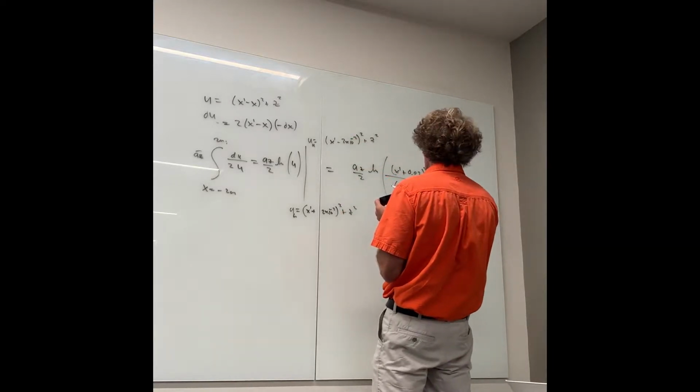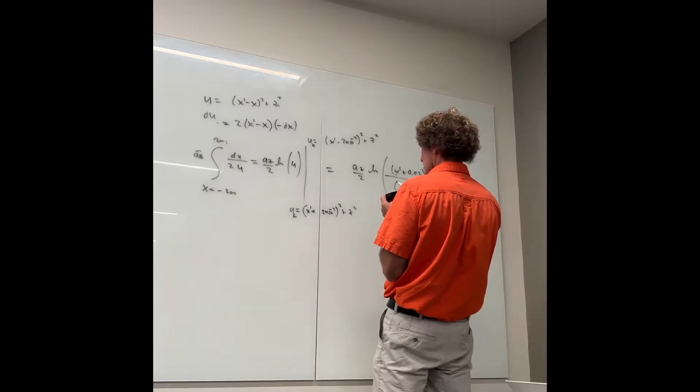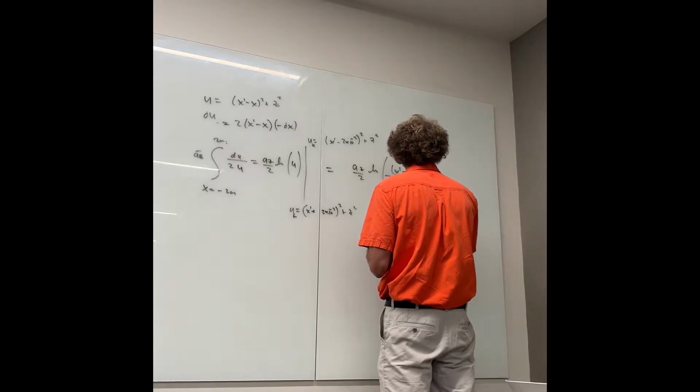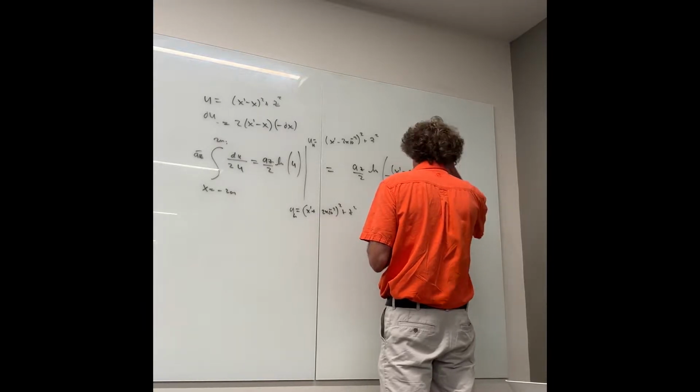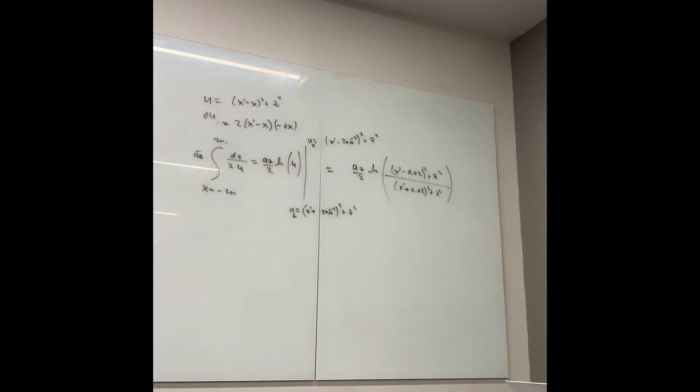Is that right? No. Yeah, minus is right. This should be a minus, and this should be x prime plus 0.02 squared plus z squared. And that's the first part of the integration, right there. The second part, right over here.